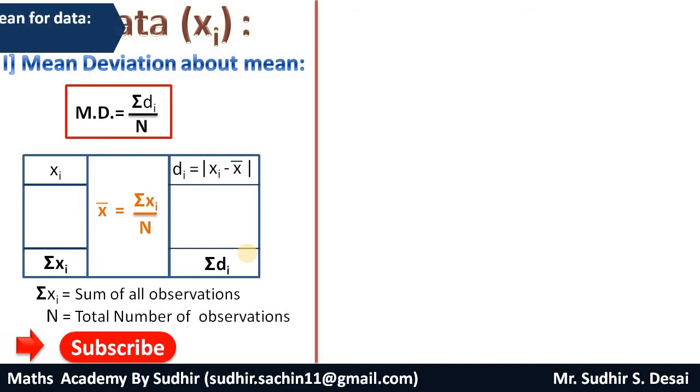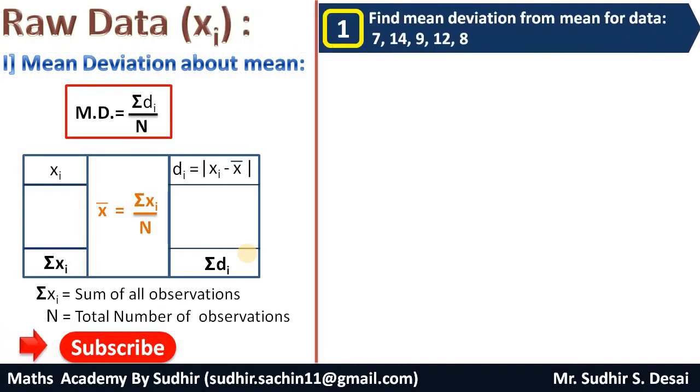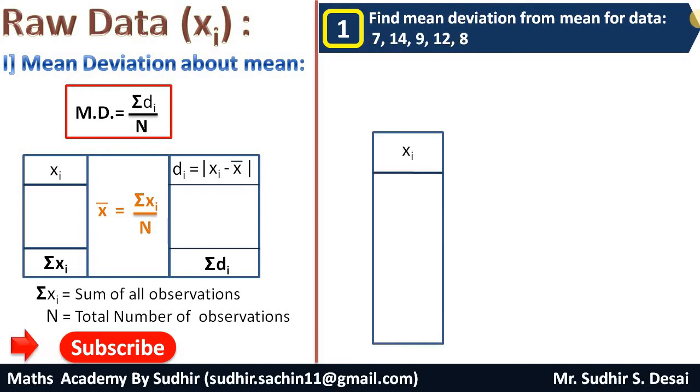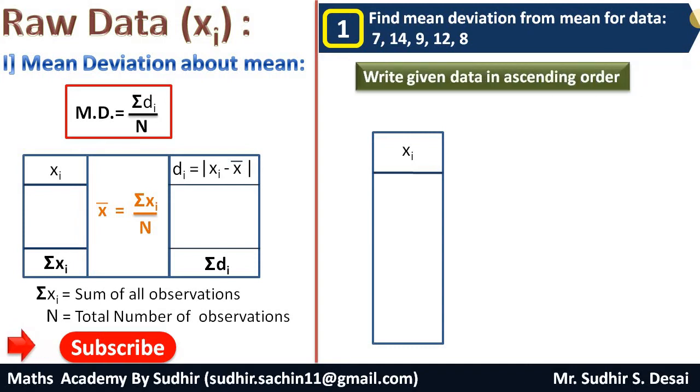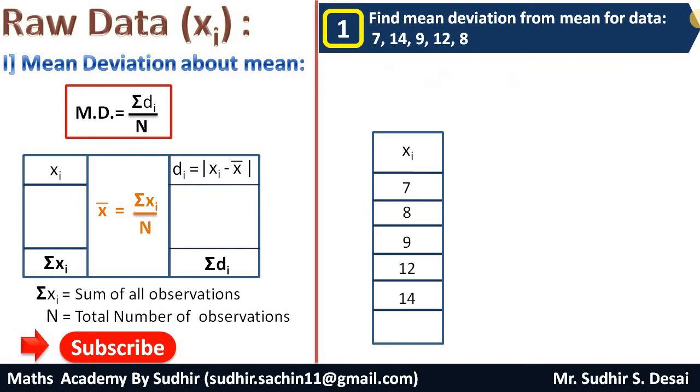Okay, let's see one example. Find mean deviation from mean for the data 7, 14, 9, 12, 8. First we are going to prepare a table. Here you can observe that we have been given the observations, which is the raw data. The first column will be of xi, and these xi's are written in ascending order, smaller to larger. So 7, then the next one is 8, next is 9, next is 12, and the last one is 14.